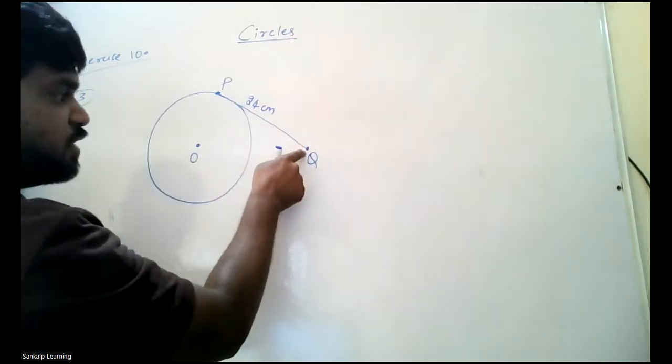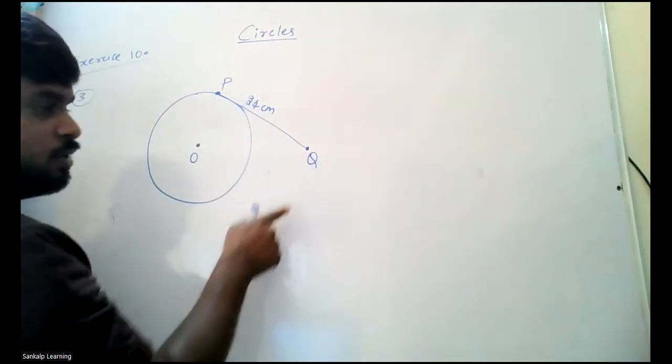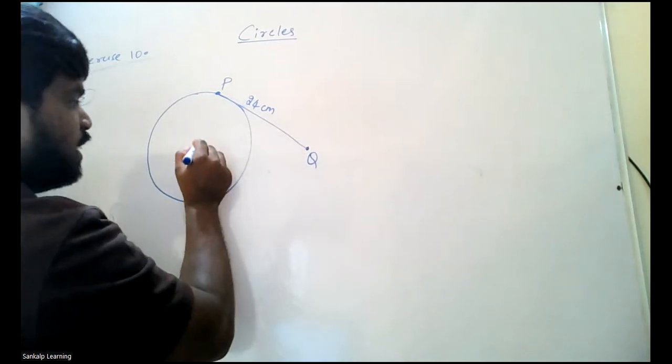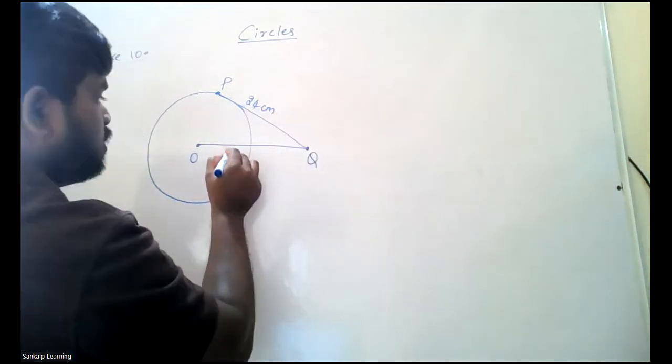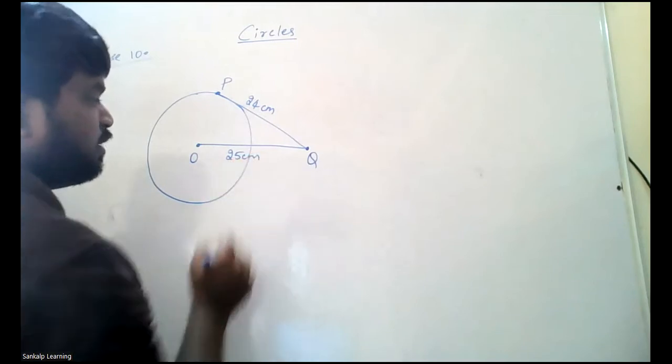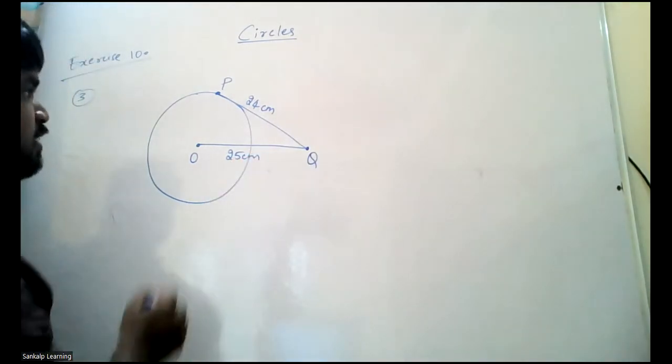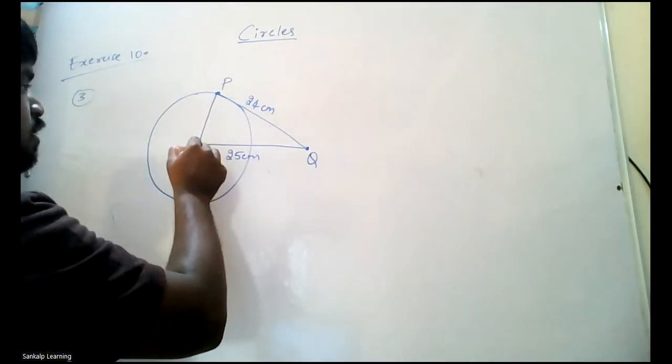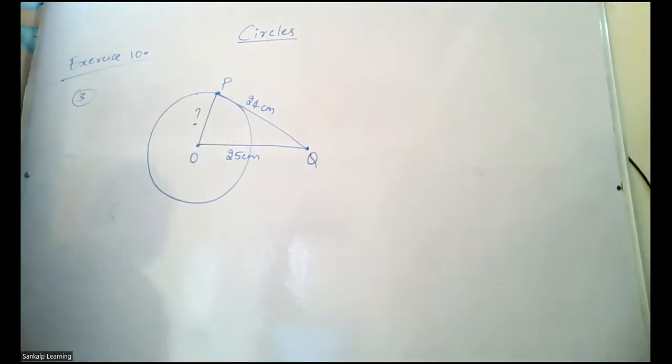And the distance of this Q from the center, meaning this distance is 25 centimeter. We have to find the radius. Just join OP. OP is the radius, isn't it? We have to find the value of this.